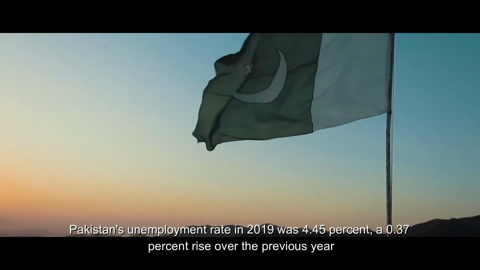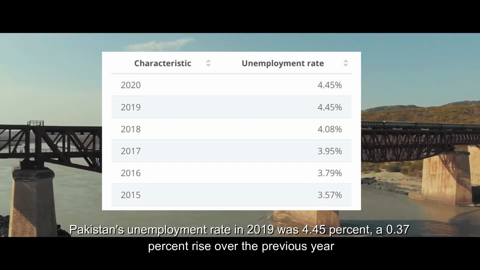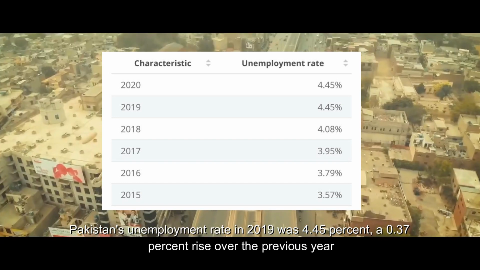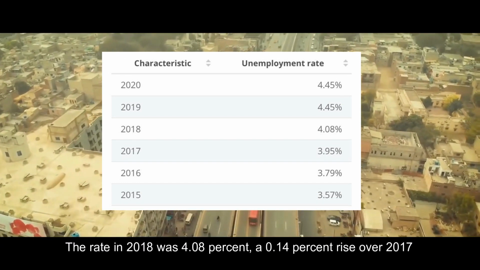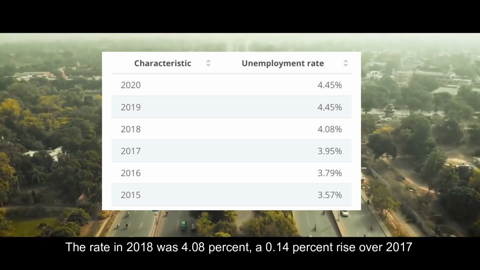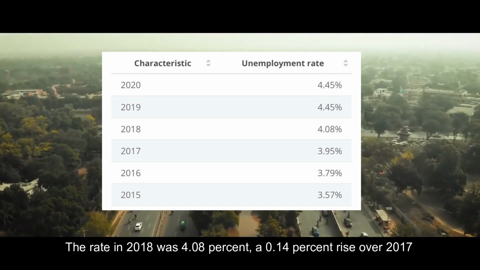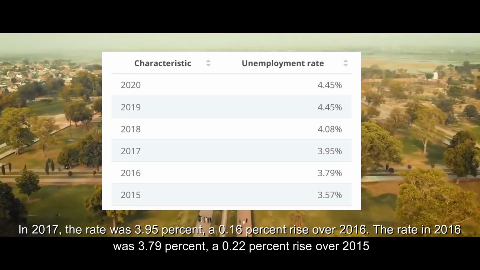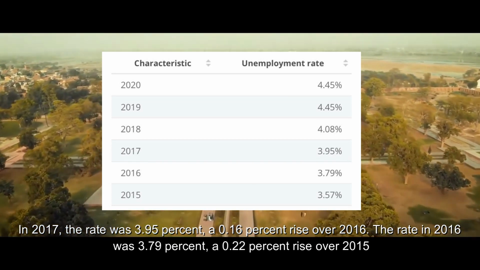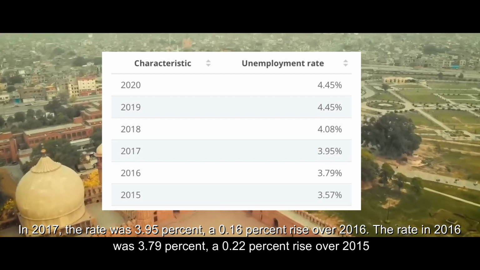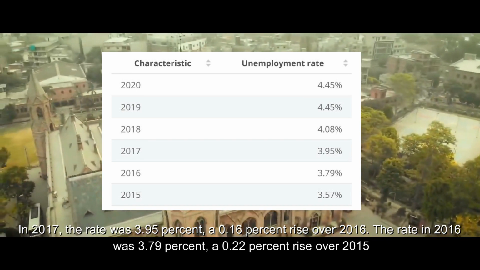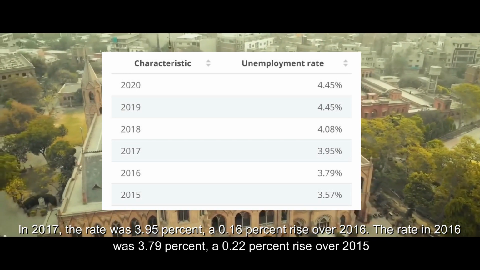Pakistan's unemployment rate in 2019 was 4.45%, a 0.37% rise over the previous year. The rate in 2018 was 4.8%, a 0.4% rise over 2017. In 2017, the rate was 3.95%, a 0.6% rise over 2016. The rate in 2016 was 3.79%, a 0.22% rise over the previous rate.